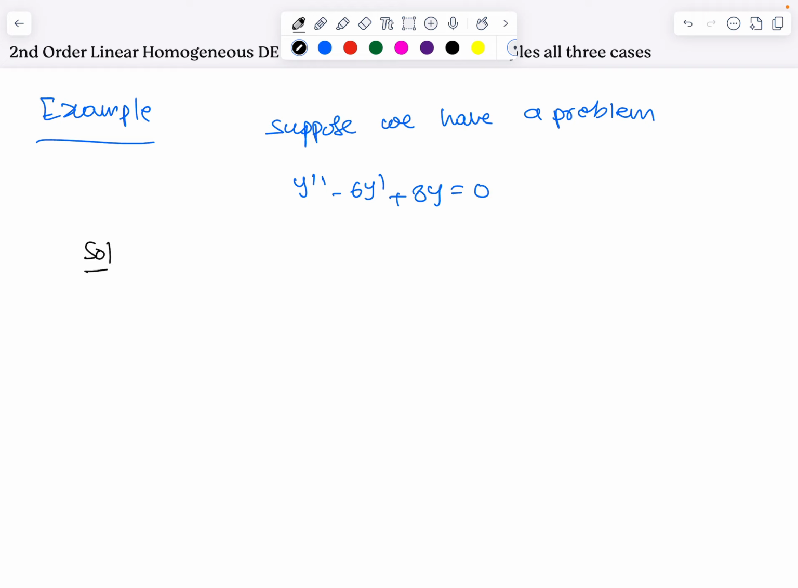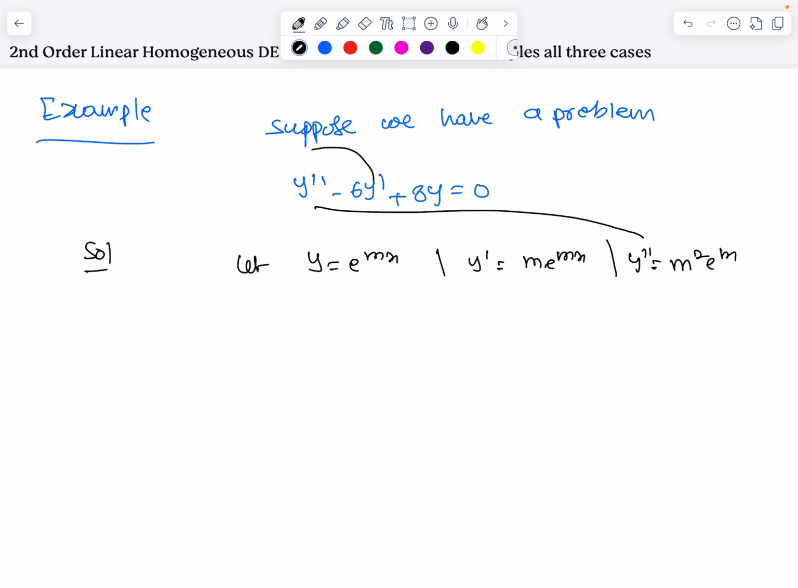We have seen this in the previous lecture video, where we took an arbitrary constant. In that case, we assumed y is equal to e power mx to be the solution, hence y prime is equal to m e power mx and y double prime is equal to m square e power mx. Now, there is a double derivative term, a single derivative term, and a constant term without derivative. Now, you substitute all these values.